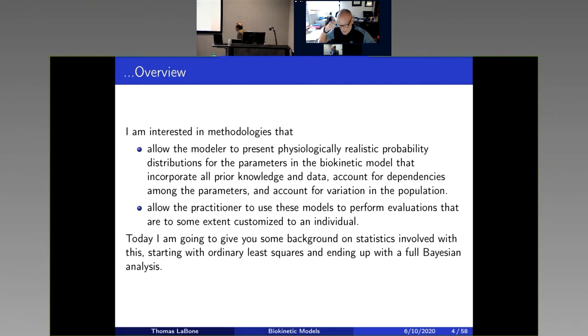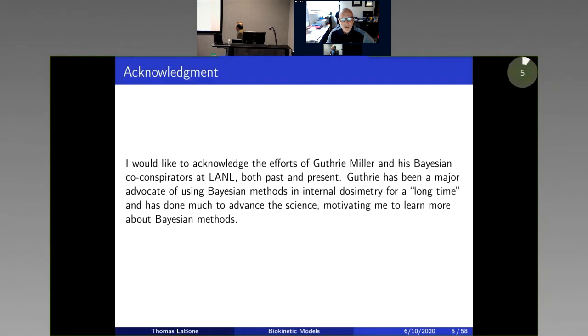Again, I'm going to start with basically linear regression and work my way up to a full Bayesian analysis. Before I move on, I need to acknowledge Guthrie, and, as I call them, his Bayesian co-conspirators at LANL, past and present. He's been working on this for many years, and he's a big advocate of using Bayesian methods. I think it is clearly the way to deal with the issues we're faced with in developing and using these models, and I think he's done a lot to advance the science.